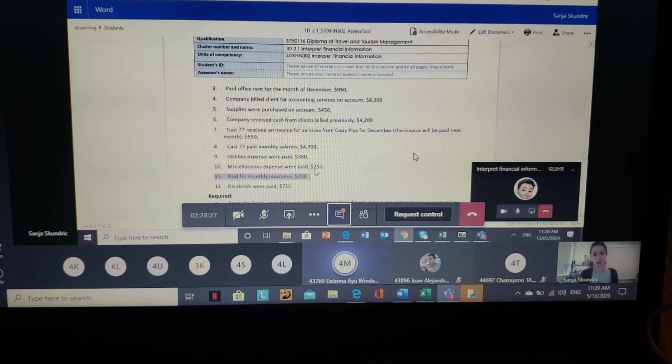I'm going to, again, make an assumption and keep this one in there. So we've said that somehow dividends or shares were paid to this company of $750. So this one should still be under your equity.